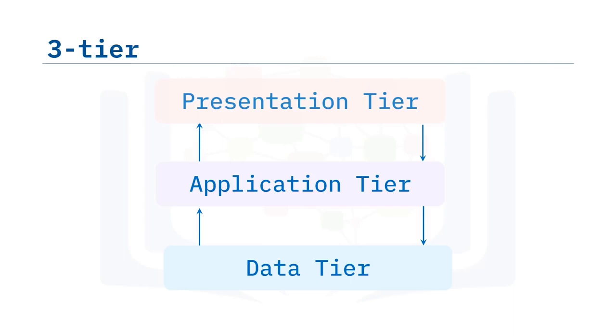The 3-tier architecture organizes applications into 3 logical and physical computing tiers: the presentation tier, or user interface, the middle tier, which is usually the application tier, where business logic is processed, and the data tier where the data is stored and managed.